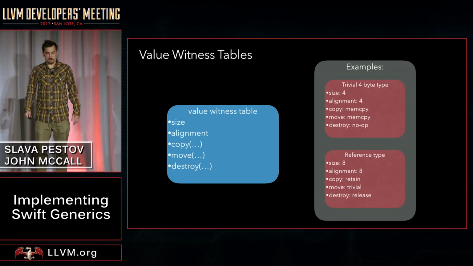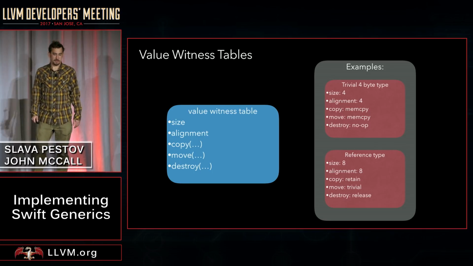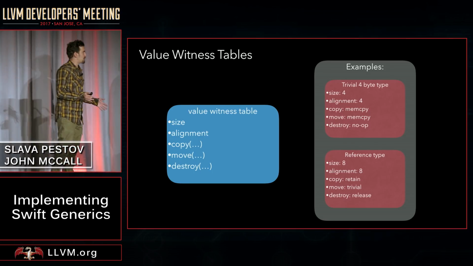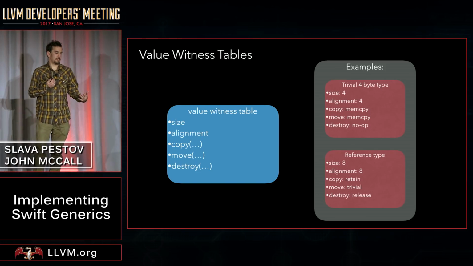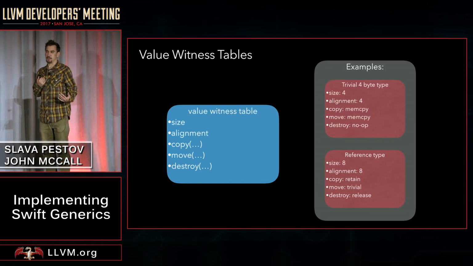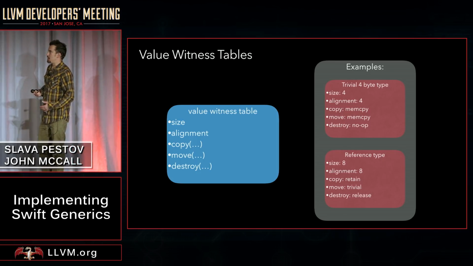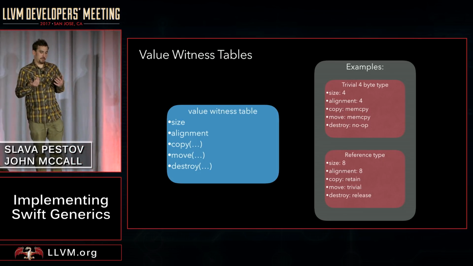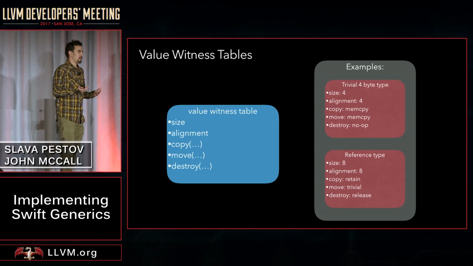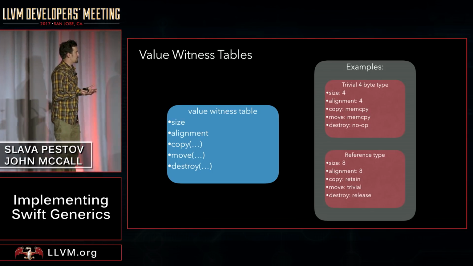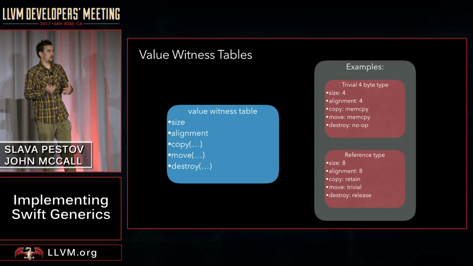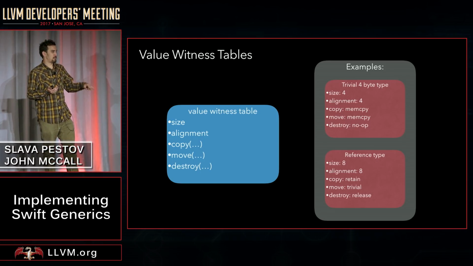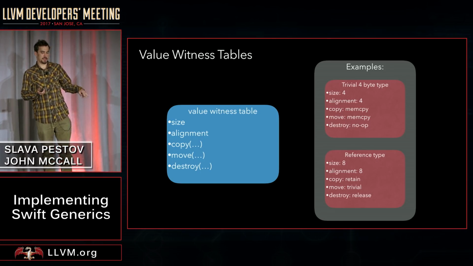So what are some examples of value witness tables? Well, if I have a trivial type like an integer, for example, the move and copy operations just copy the bytes of the underlying storage, and the destroy operation does nothing. On the other hand, with a reference type, copying the reference means incrementing the reference count of the heap memory that the reference points to. Destroying the reference means decrementing the reference count, but moving a reference just copies a pointer without updating the reference count.